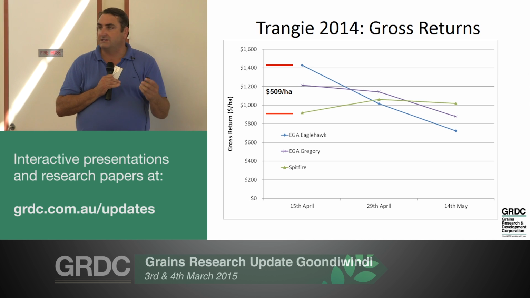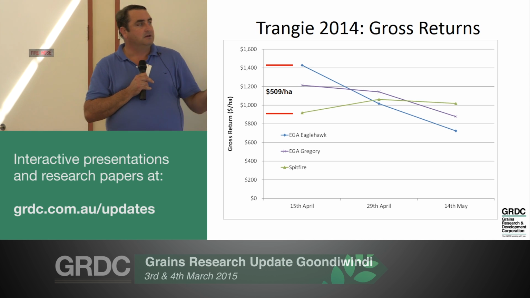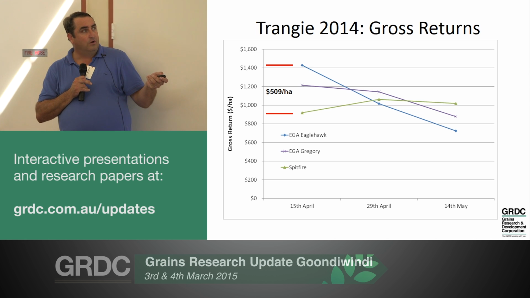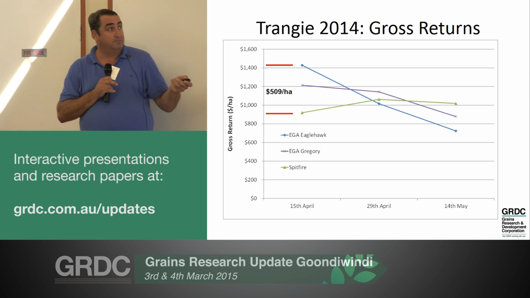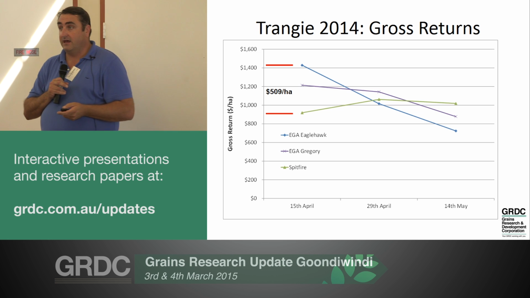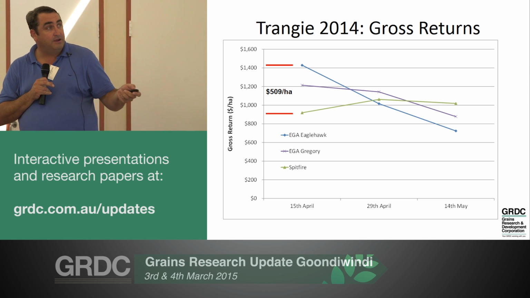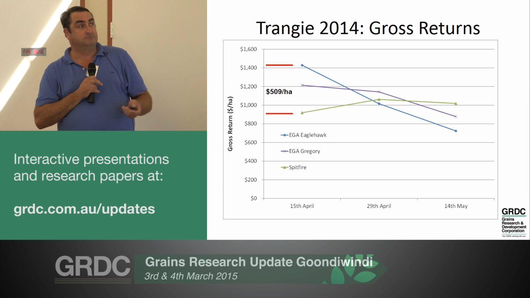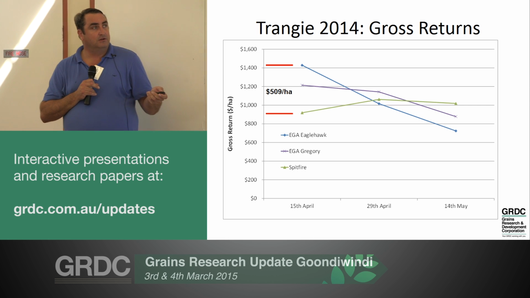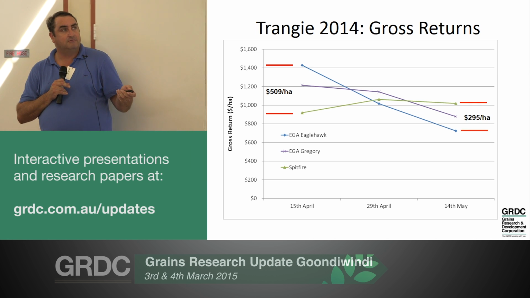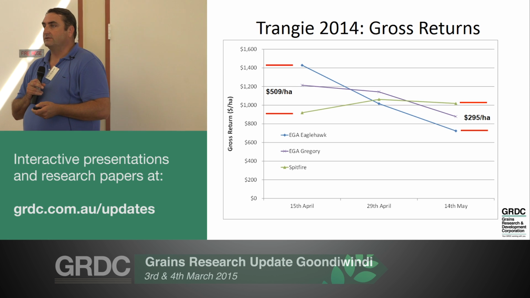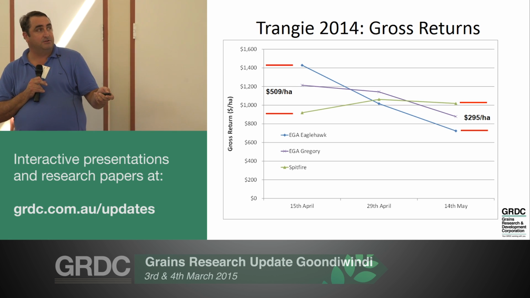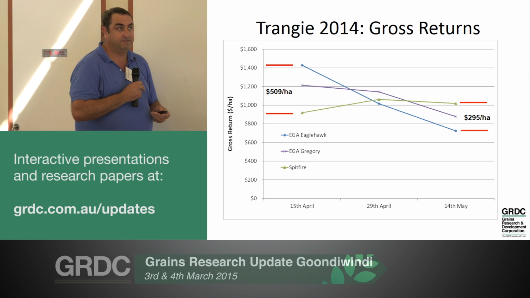It's probably not the most sensible comparison because really the choice can come down to, do you sow Gregory in that early window or the facultative type? And you've got a bit over $200 per hectare at that end. And you can see the crossover period as we start to go out to that 14th of May. At the other end of the spectrum, the decision to stick with Eaglehawk has yielded about a $300 per hectare difference in gross return, and about $100 per hectare between the Gregory versus the Spitfire type.